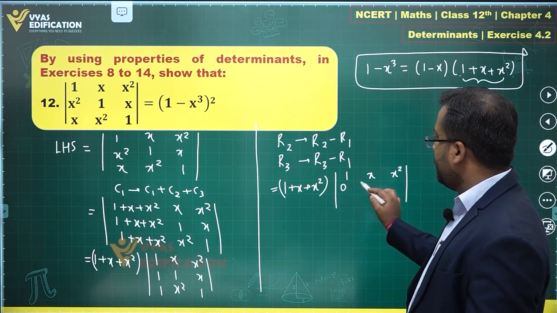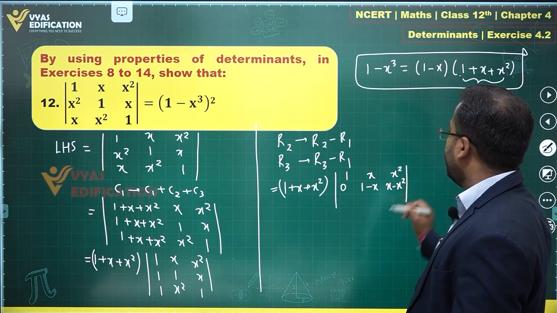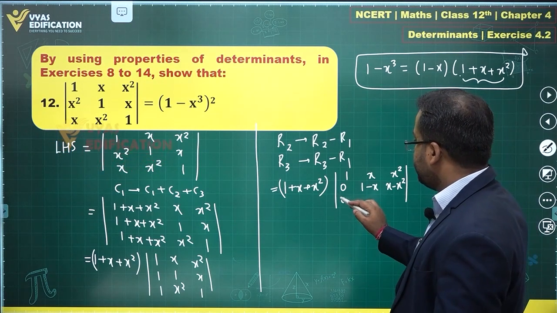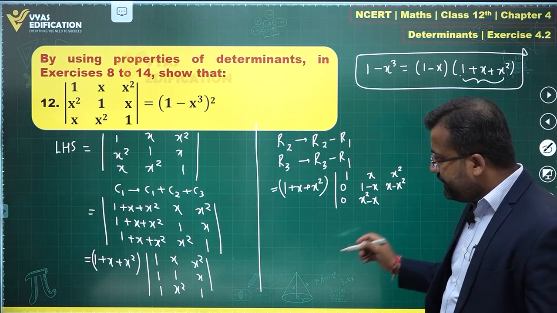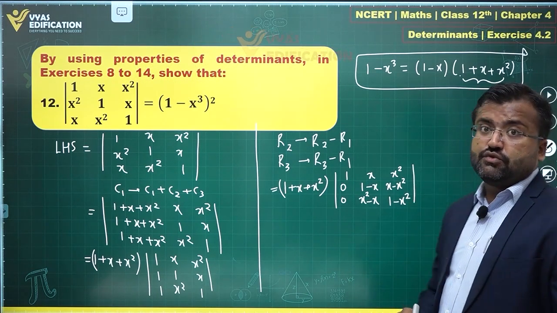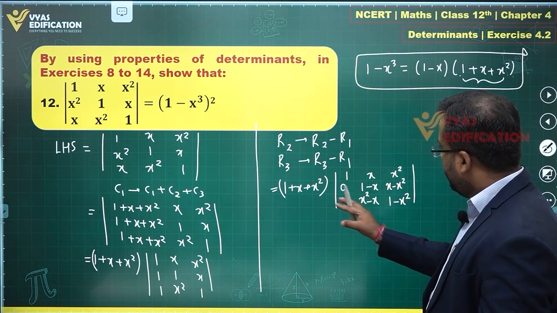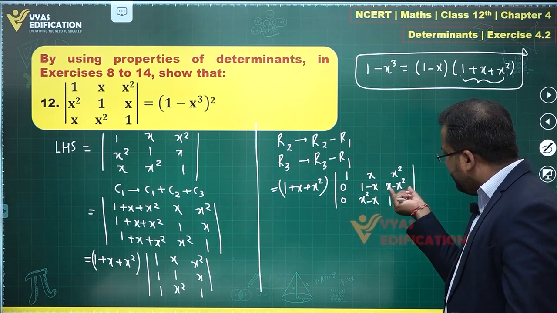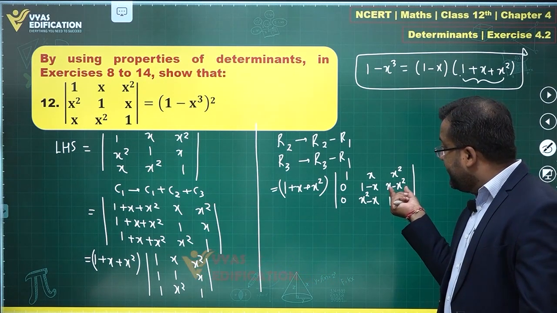1 minus 1 will become 0. This will become 1 minus x. And you will get x minus x square over here. This will remain. What else? Yeah, this will become 0. X square minus x will remain. Here, you'll have 1 minus x square, and yes, this is what you have. What next? If you observe carefully, there's a 1 minus x over here, and if you observe, this is x minus x square, you can take out x common over here, and you'll get 1 minus x.